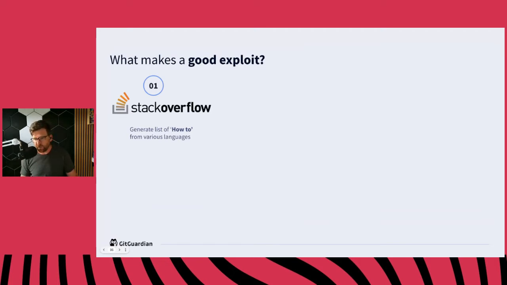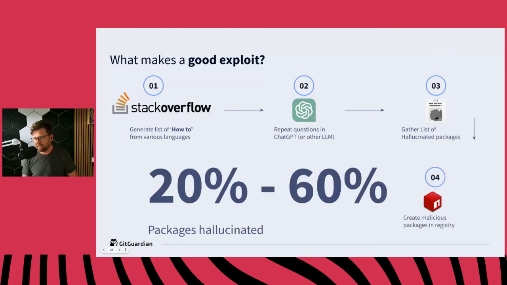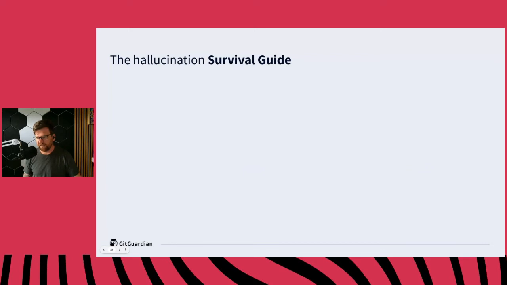Is we could go into Stack Overflow and generate a list of how-to questions from it, put those questions into ChatGPT, gather a list of all the packages that generate a 404 response, and create those packages. And what we find is that AI systems will hallucinate generally 20 to 60%. We did some baseline studying. GPT 3.5 hallucinated 22% of the packages. GPT-4 got worse. Gemini hallucinates about 64% of the packages, and Cohere is about 29%. So there's lots of opportunity here to inject packages into that.